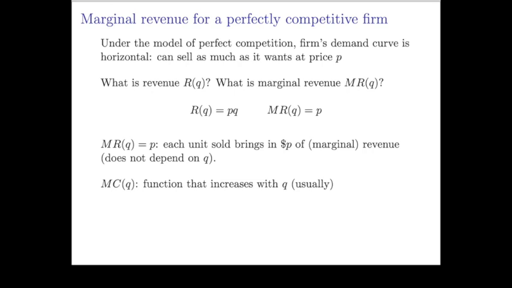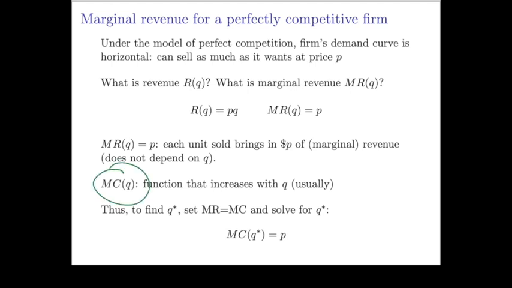So the marginal cost is typically going to be an increasing function of Q. That's the assumption we're going to make in order for the profit function to be concave. If you make that assumption, to find the optimal Q star, notice this guy is increasing. That's an increasing function. P is a constant, so it's going to be a horizontal line at P.